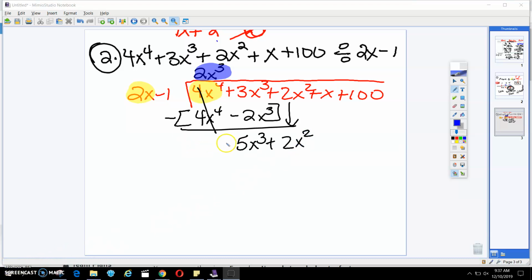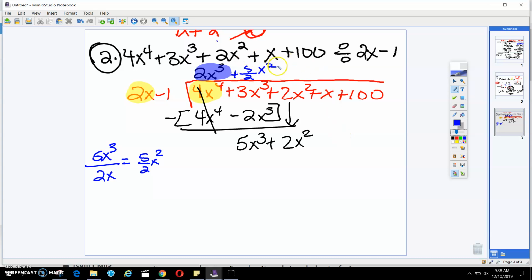Okay. So now we're going to repeat that whole process. This is the part where a lot of you are going to have some trouble, because we're going to have to deal with fractions. Okay, so 5x to the 3rd divided by 2x is going to give me 5 halves x squared. Here it is again, let me run that back: 5x cubed divided by 2x, you're going to get 5 halves x squared. I would leave it in fraction form, because that's probably how you're going to see it.